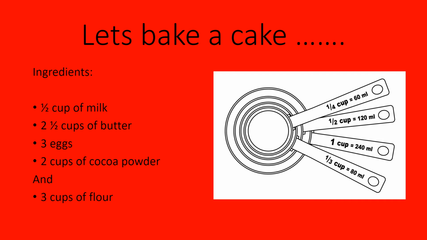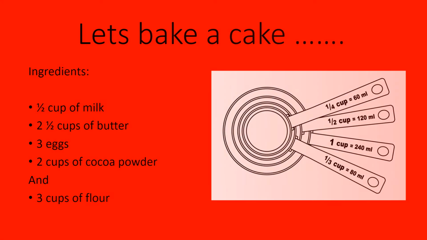Have you ever baked cake, or baked anything for that matter of fact? We use ingredients to bake things, but we need to measure how much of the ingredients we put in. For example, in a cake, we could use milk, butter, eggs, cocoa powder, and flour. We need half a cup of milk, 2.5 cups of butter, 3 eggs, 2 cups of cocoa powder, and 3 cups of flour. That way, our cake tastes perfect.